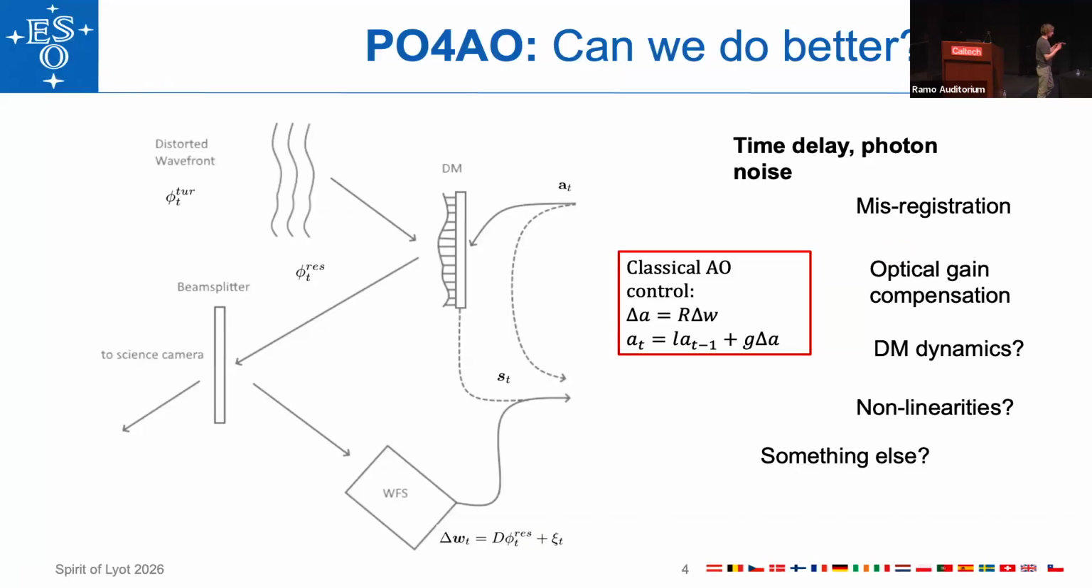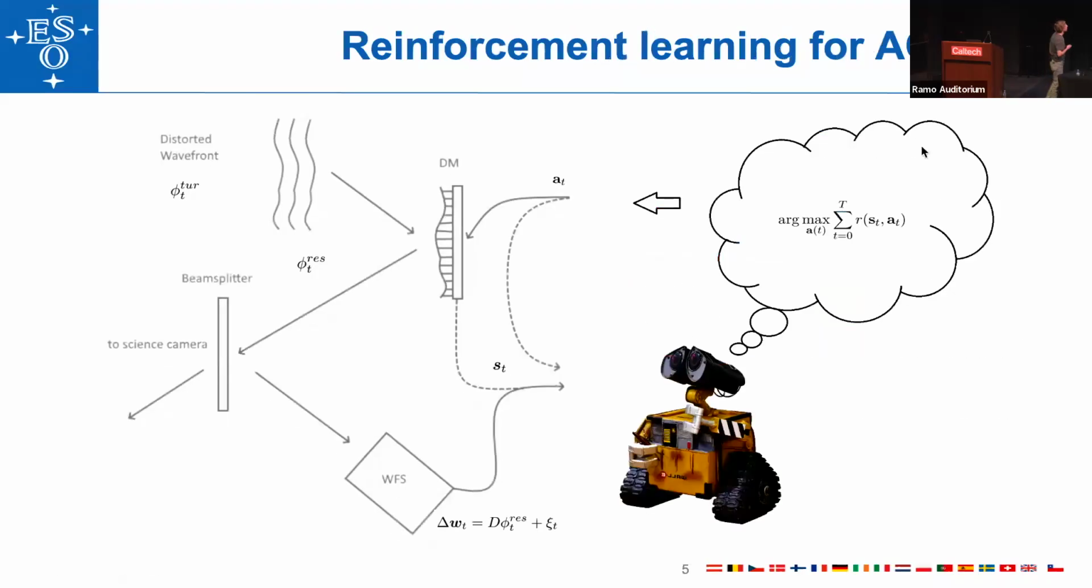And we can address this with predictive control. But these additional real-world error terms make it a bit tricky many times. So we have non-linearities in the system. We might have a misregistration between the deformable mirror and the wavefront sensor, maybe something else. So what if we replace this controller with a robot? So this small machine learner here.